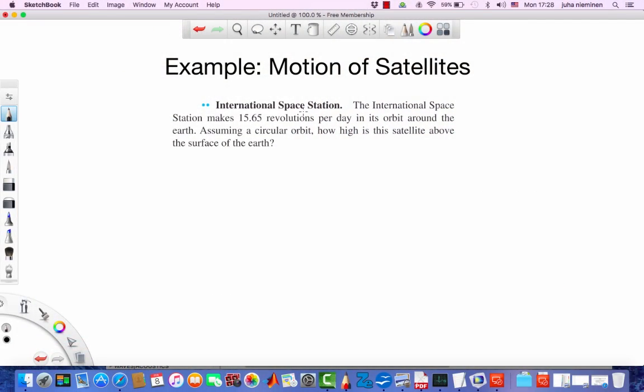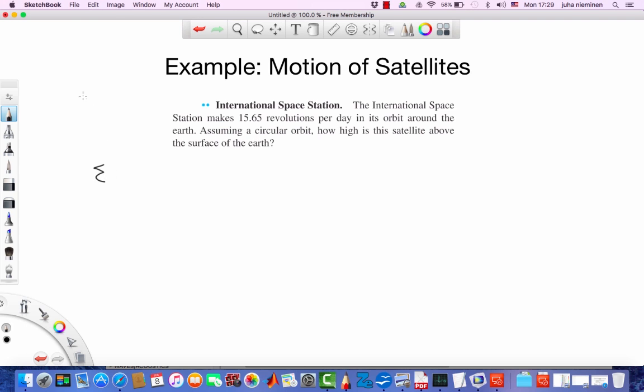The International Space Station makes 15.65 revolutions per day around Earth in its orbit. If you're assuming a circular orbit, how high is the satellite above the surface of the Earth? We could start by expressing the orbital period, but rather than remembering it, it's always better to know how to derive it. So let's do it again in this context.